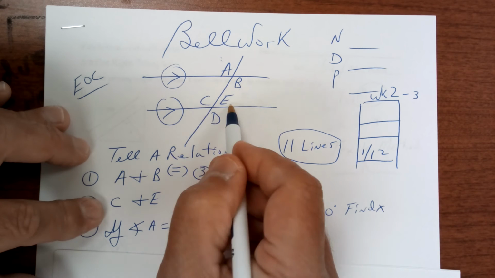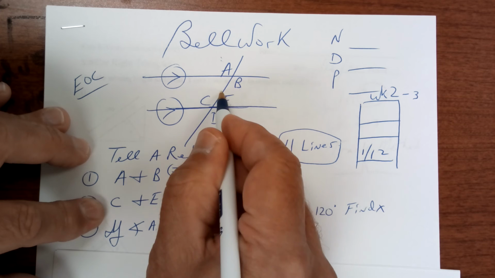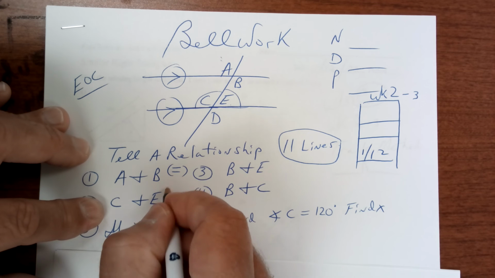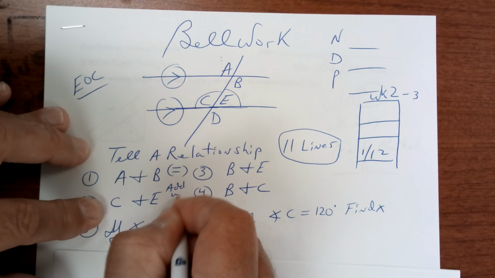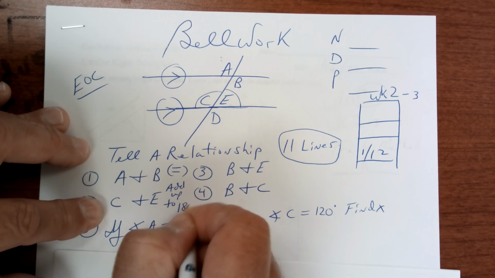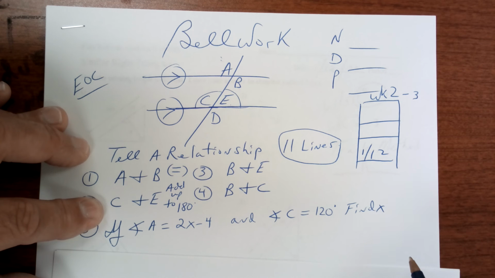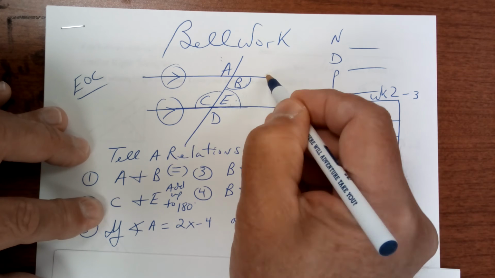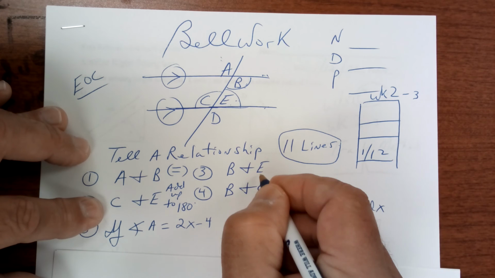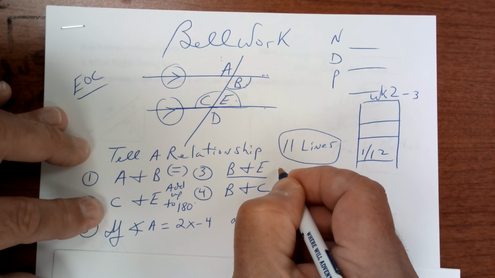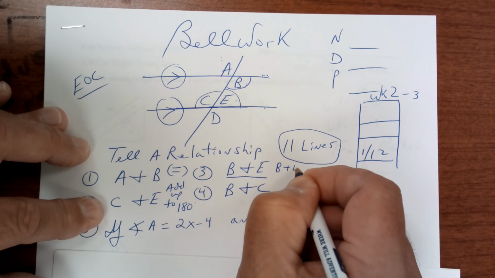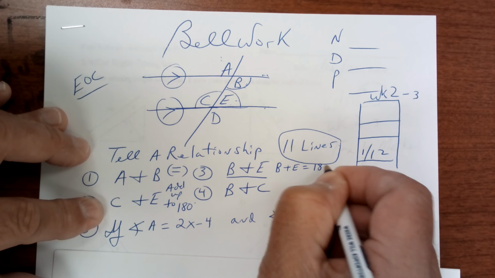C and E adds up to this line. This one plus this one is supplementary. They add up to 180. They are supplementary. How about B and E? B and E is same side interior. The lines are parallel. Therefore, these two right here also add up to 180. So B plus E is equal to 180 degrees, supplementary.